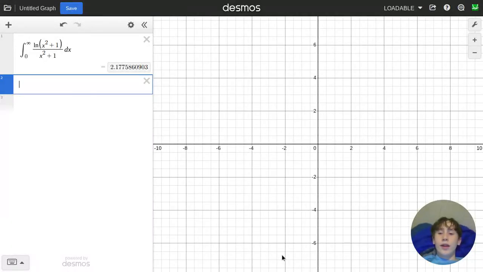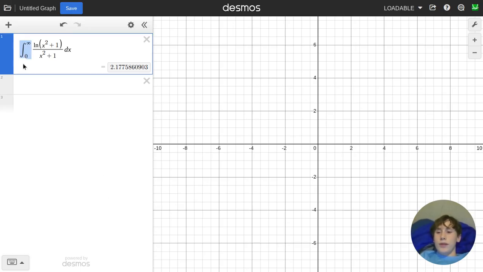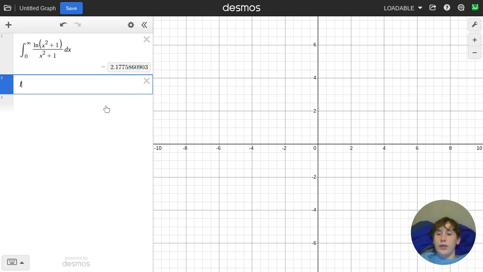So I wanted to try and do this integral here. Let's go ahead and try it. We have this integral from 0 to infinity of log natural of x squared plus 1 over x squared plus 1 with respect to x. So where should we go with this? Well, because we have the 0 to infinity thing, first thought is to introduce a parameter a.